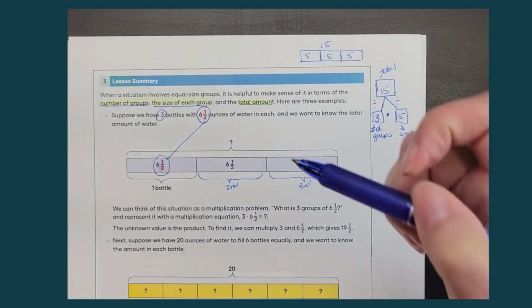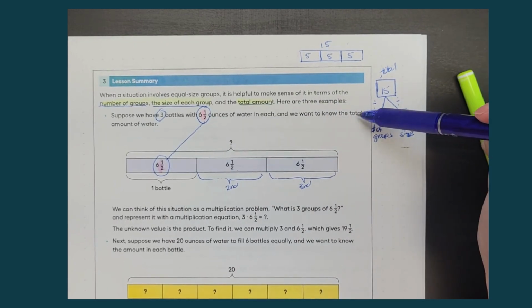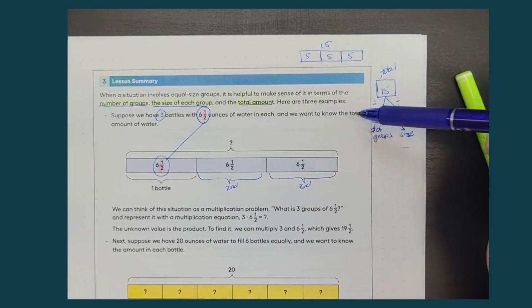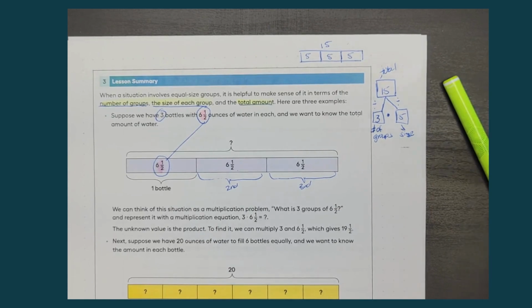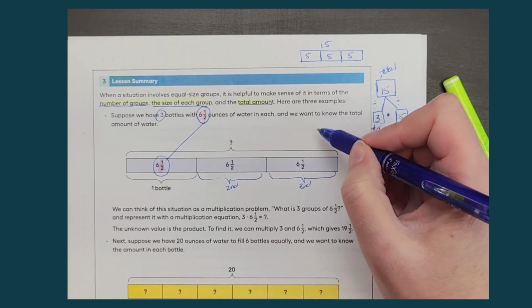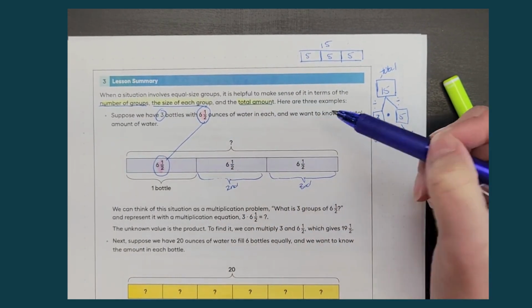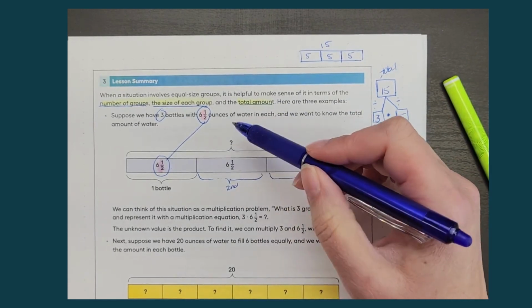And each one of them has 6½ ounces of water. We want to know the total amount of water. And so how do I think about that? So I'm going to stop and kind of visualize that for a moment. I have 6½ 3 times. How much do I have? How many ounces do I have in all?